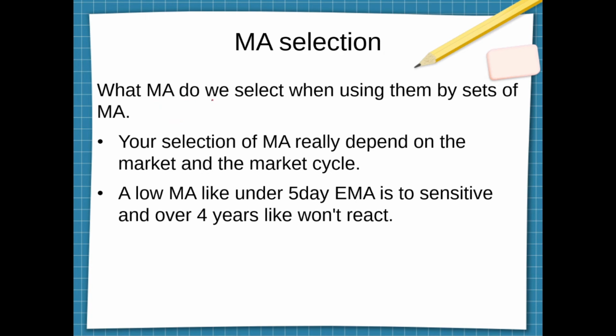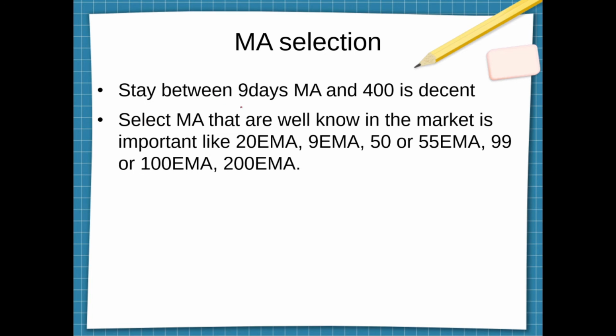What moving average do we select when you're using them by sets of moving average? Your selection of moving average really depends on the market and the market cycle. A low moving average, like anything under 5 days EMA, is too sensitive, and over 4 years they do not react at all. So you need to stay between 10 to 200 or 400, but these are my selection. You need to stay between 9 days moving average and 400.